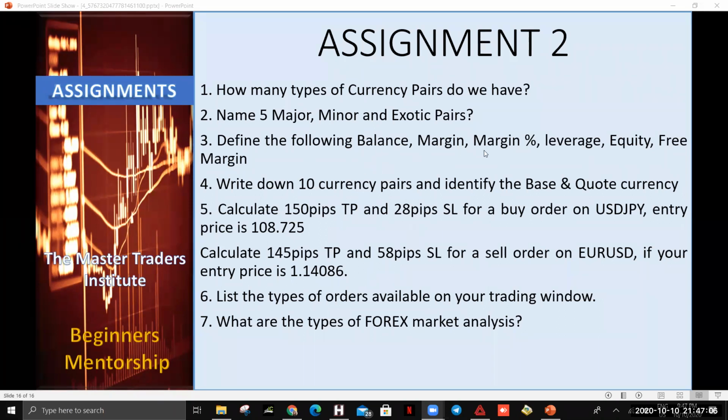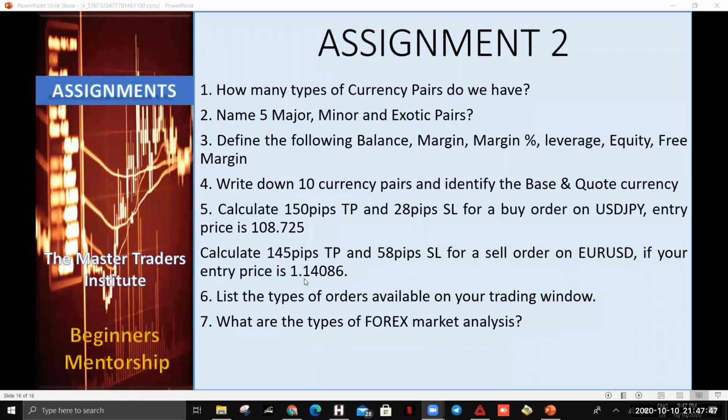Define the following: balance. I think you did this yesterday, so you can leave it. Write down 10 currency pairs and identify the base and the quote currency. Calculate 150 pips TP and 28 pips stop loss for a buy order on EURUSD. Entry price 1.08725. The same as number 5, calculate 145 pips TP and 58 pips stop loss for a sell order on EURUSD if your entry price is 1.14086.